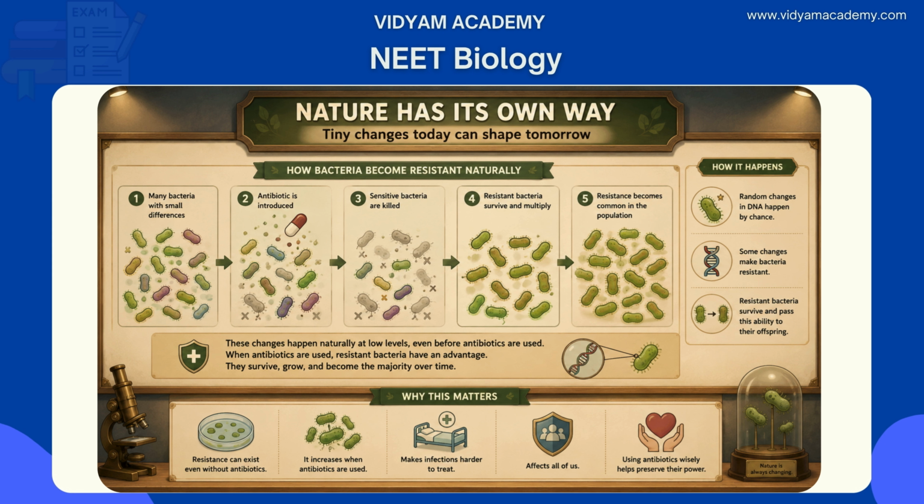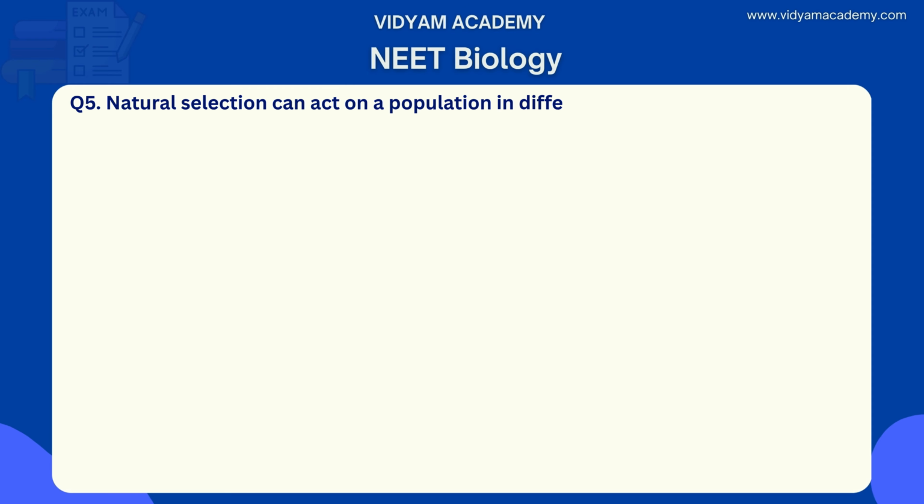Because bacteria reproduce extremely rapidly, the resistant subpopulation can become dominant within just a few generations, hours to days. This is natural selection in its purest, most observable form. Pre-existing heritable variation plus differential survival and reproduction in a changed environment. So change in allele frequency, the same mechanism explains the global public health crisis of antibiotic resistant bacteria today. So that's why option A is the right answer. Next, move to question number 5.